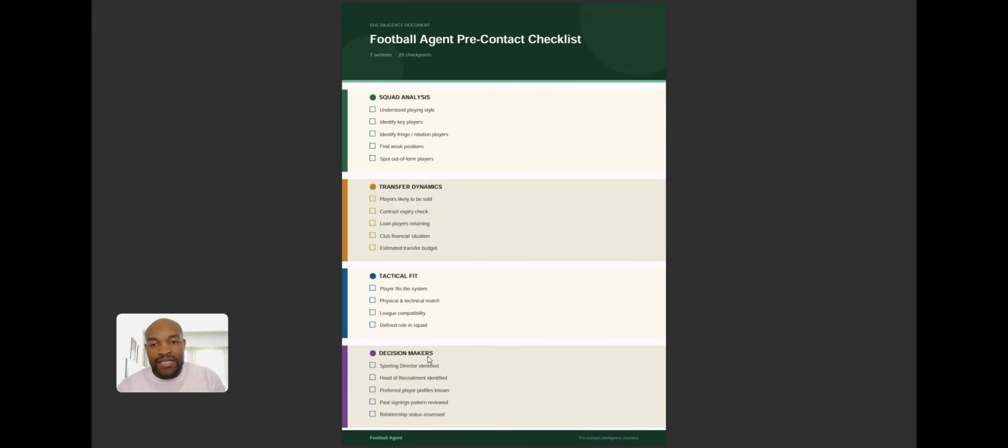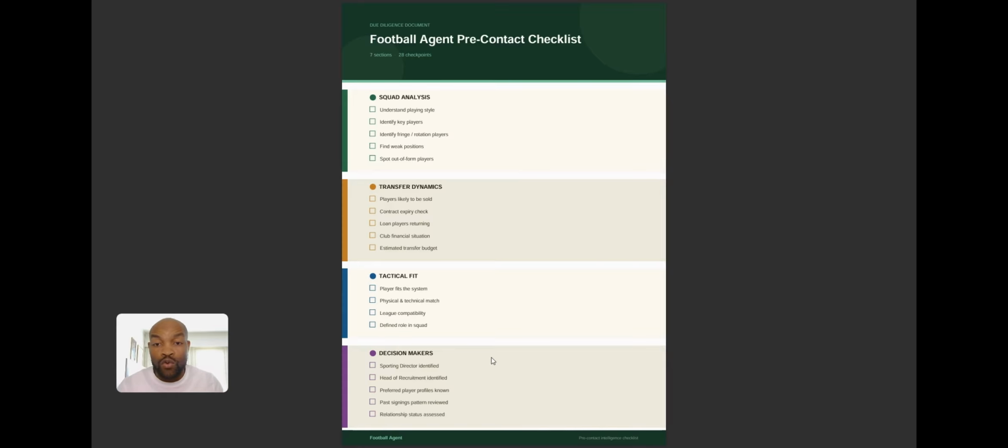Then the next thing is decision makers, identifying the sporting director. You have to find the sporting director. What is his target? What are they targeting in the market? What kind of players does he want to sign? You already have to look at those situations. If it's not the sporting director, usually it's the head of recruitment. Both people play a similar role at clubs; they might have a head of recruitment or a sporting director. So that's the same. And then under this, you also have to know the preferred player profile.